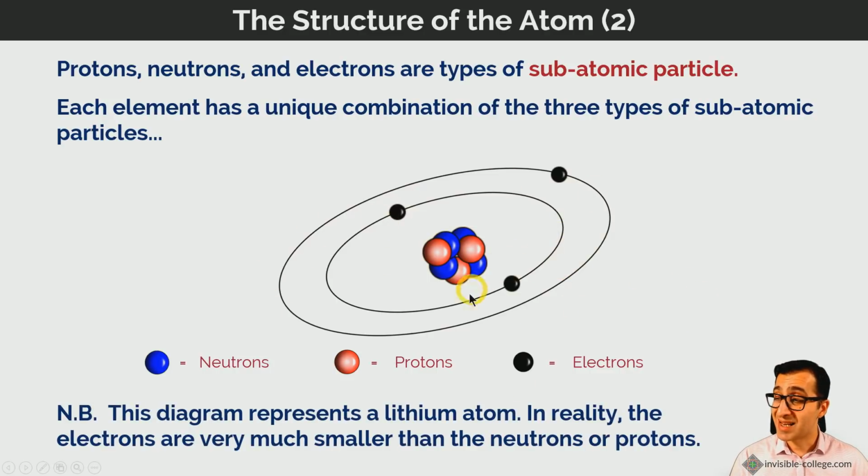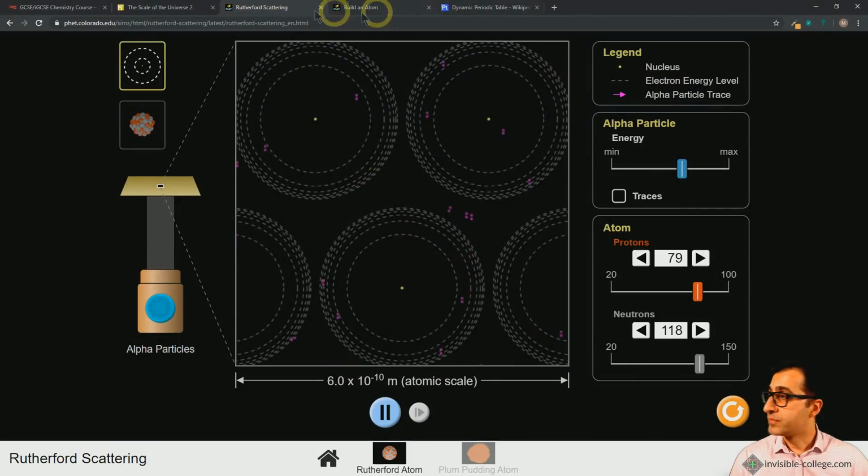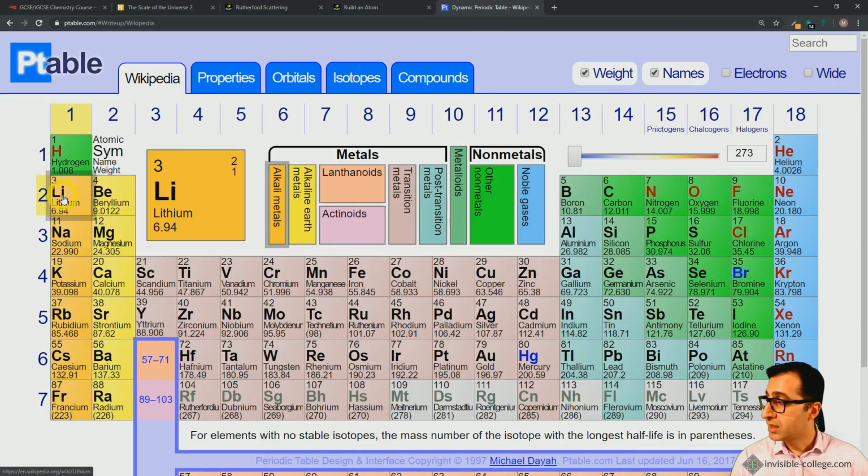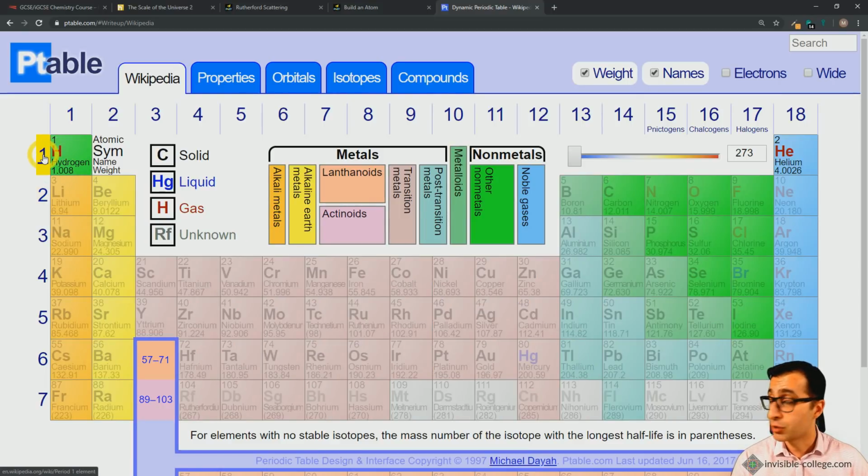Now, this actually represents a lithium atom because every atom of every element is unique in the number of protons that it contains. If we look at the periodic table again, we can see that this is the case. Lithium has the atomic number 3. Many of the periodic tables you're familiar with show the atomic number in the bottom left-hand corner. This periodic table happens to show it in the top left-hand corner. You can always distinguish the atomic number from the relative atomic mass by the fact that the atomic number goes up by 1 as you go from left to right across a horizontal row or period of the periodic table.